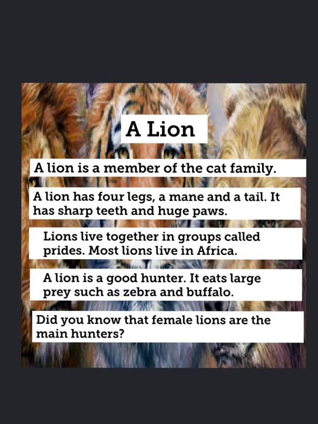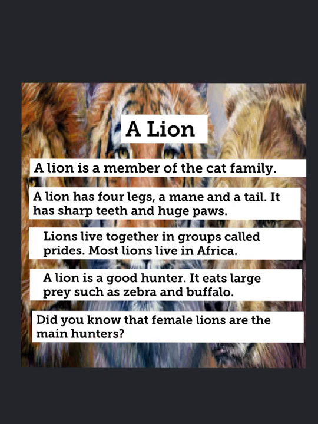Here is an example of a report. It's called a lion. A lion is a member of the cat family. A lion has 4 legs, a mane and a tail. It has sharp teeth and huge paws. Lions live together in groups called prides, and most lions live in Africa. A lion is a good hunter. It eats large prey such as zebra and buffalo. Did you know that female lions are the main hunters?